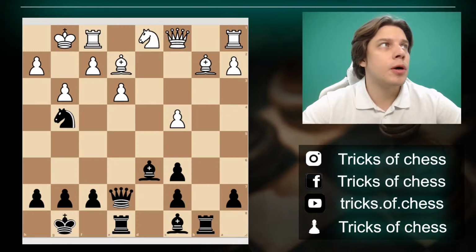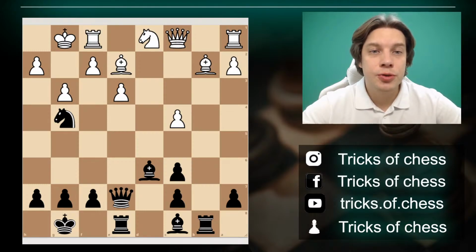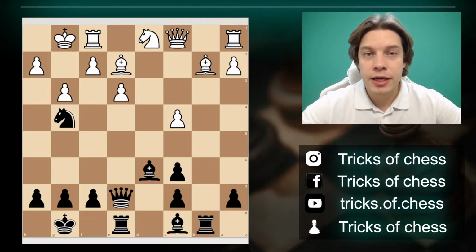So we are going to talk about the Kingside Attack and what should happen in the position so that you may initiate a Kingside Attack and make it successful.